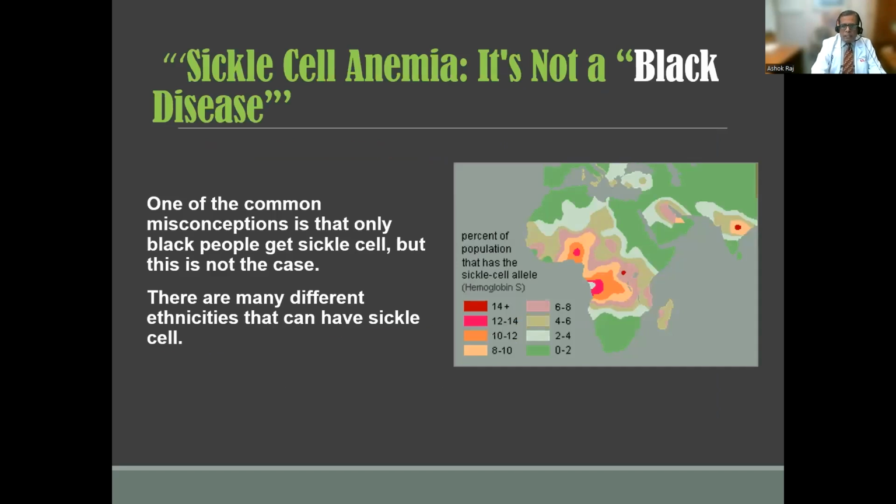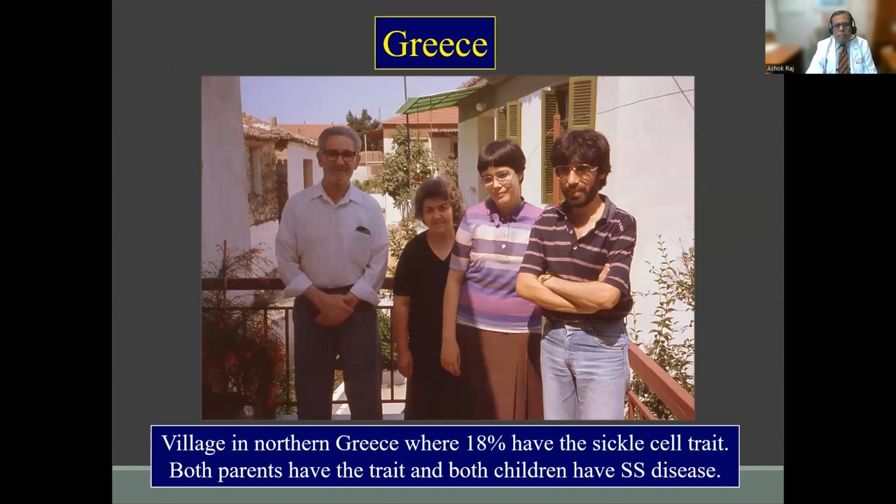So like I said, sickle cell disease is not just a Black disease. It can be seen in a variety of other regions of the world. I can give you some examples which have accumulated over the years. For example, this is a family in Greece. This is a village in northern Greece where 18% of the people have sickle cell trait. In this picture, both parents have the trait and both children have SS disease.